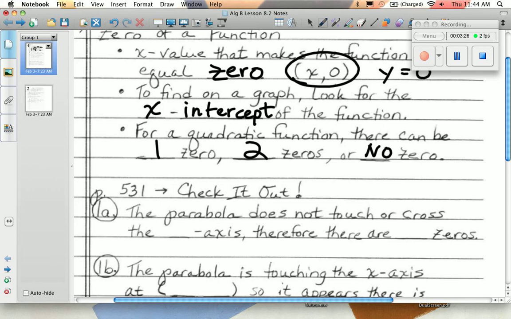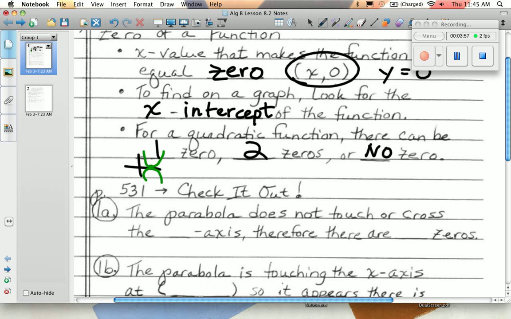So in fact, let's try and make a little picture here of what that would look like. If there's only 1 zero, we could say we have the vertex on the x-axis and it's opening up. Or we could say it is vertex on the x-axis and it's opening down. There's 2 different parabolas there. They each only have one x-intercept. They each only touch the x-axis in one spot.